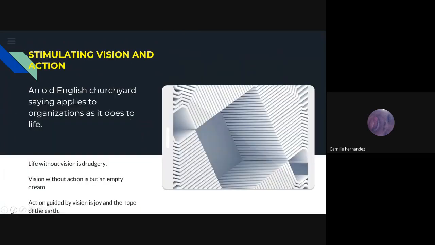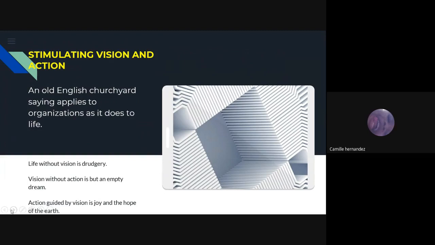Continuing, stimulating vision and action. An old English teacher proverb, I guess, applies to organizations as it does to your own life. Life without vision is drudgery. Vision without action is but an empty dream. Action guided by vision is joy and the hope of the earth.